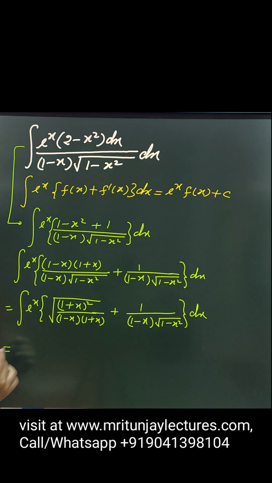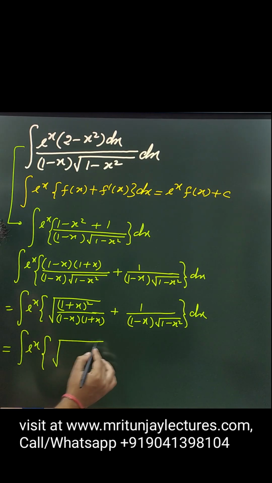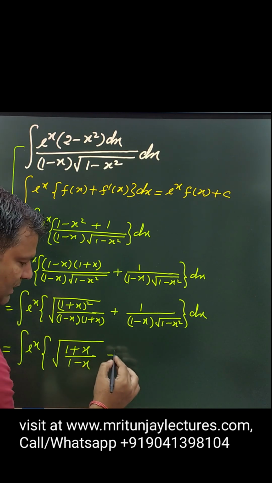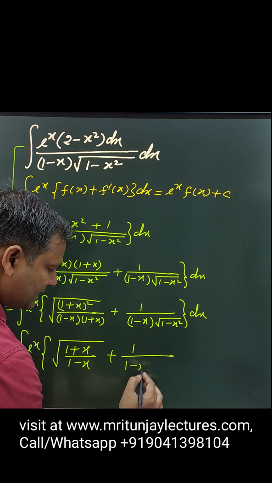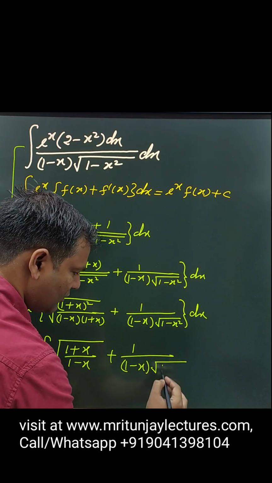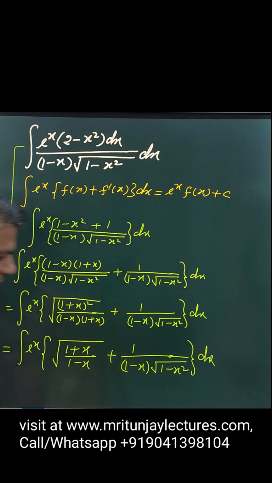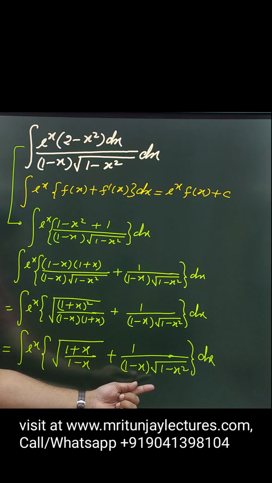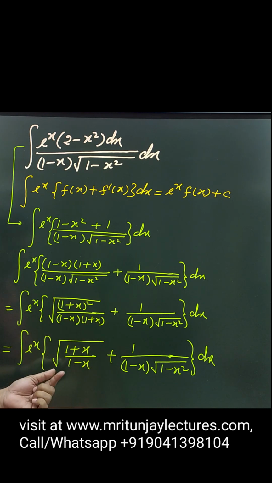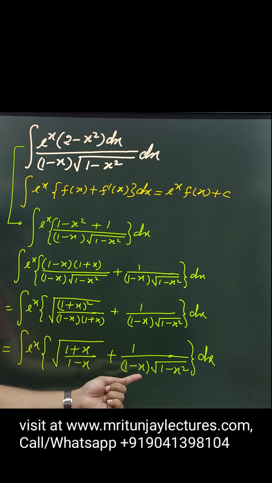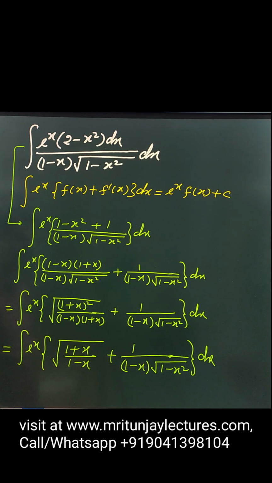So that part is simply e to the power x. What about that part? Simply under root of (1 plus x upon 1 minus x) plus 1 upon (1 minus x) into under root (1 minus x square) dx. Very simple. Look, if this one is f of x, then that one is f prime x. If anyone has doubt about how this can be f prime x, look.